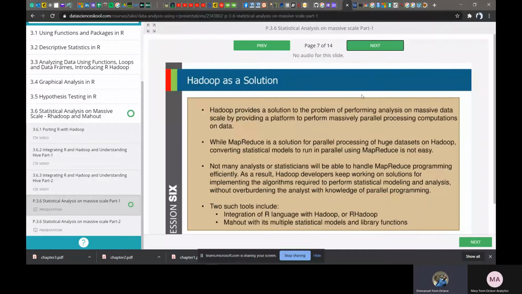Now talking about Hadoop as a solution. So Hadoop provides a solution to the problem of performing analysis on massive data scale by providing a platform to perform massively parallel processing computations on data.